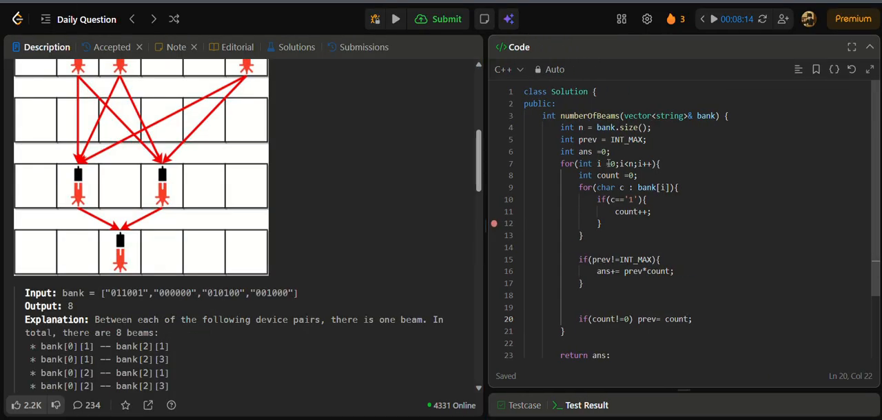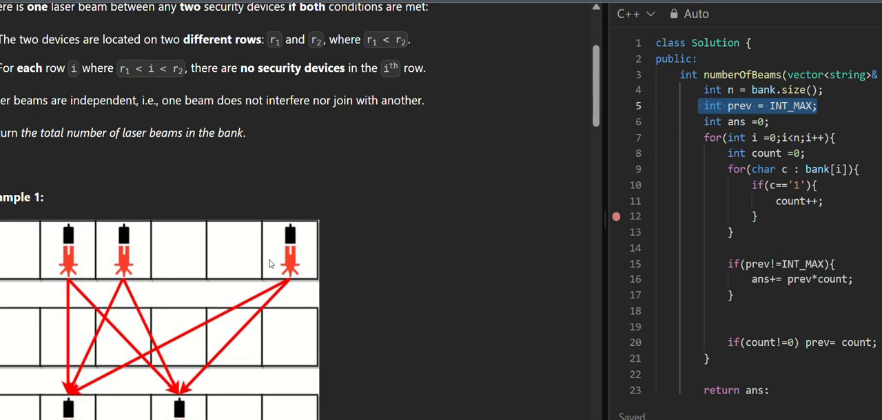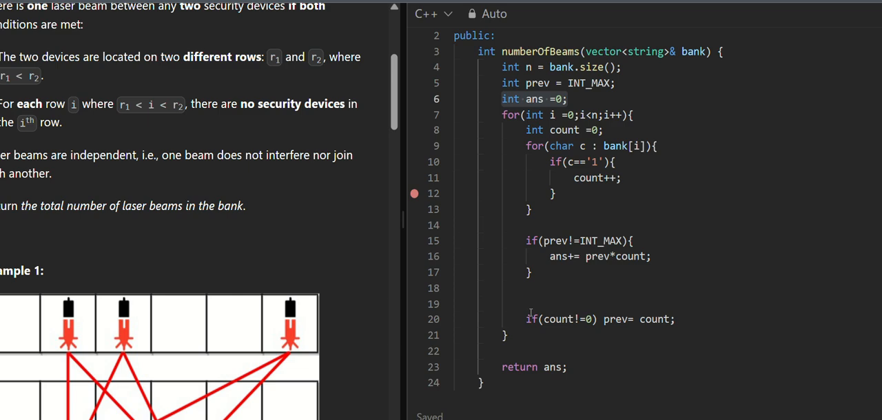I have initialized n, which is the bank size. I have taken previous as INT_MAX because for the first row I would not add. For the first time I am seeing security devices in a row, I would not add or multiply because I don't know the previous one. Let us say I have initialized answer equal to 0, which I will return at last.